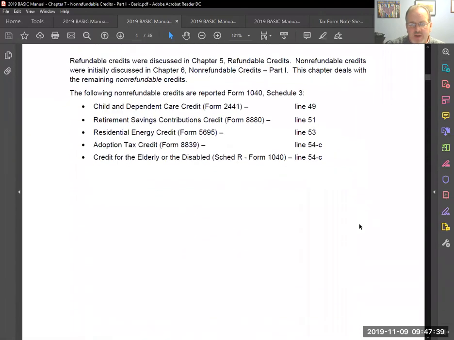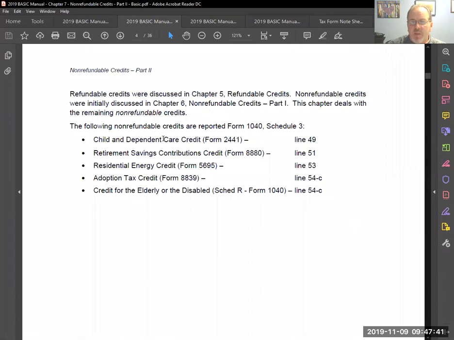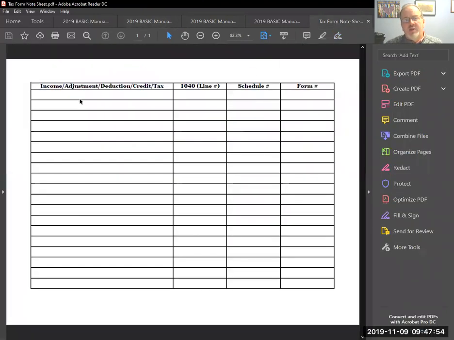like chapter 7 here, there's this little part at the beginning where it talks about the fact that child and dependent care is on Schedule 3, line 49, and we're going to use Form 2441. We thought these were great little things, but people were wanting one spot. So this way, when we're doing a credit, say I had a foreign tax credit, it's not on the 1040, but it's on that schedule, and I can put the schedule and the line number and then my form, okay?